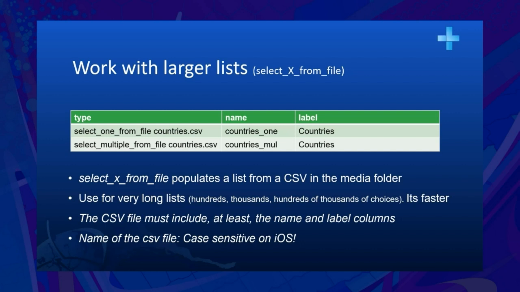Your CSV files must include at least the name and label columns, although you can add language columns as well if you like. If you are working on iOS, keep in mind that the CSV file name is case sensitive. So when you reference your CSV file in the type column, make sure that you get the casing right.